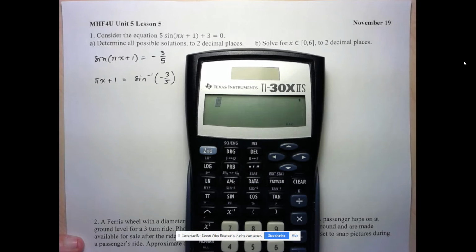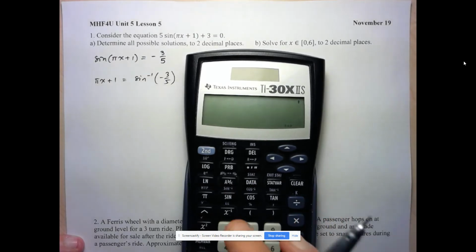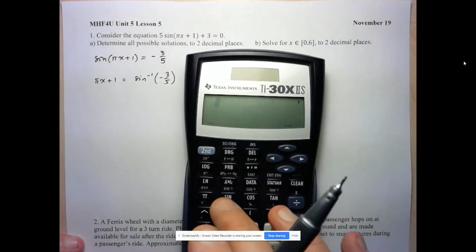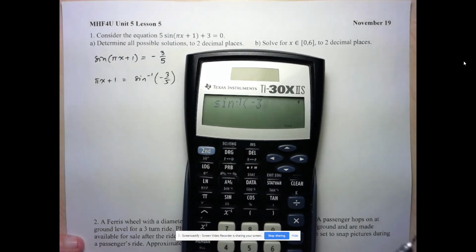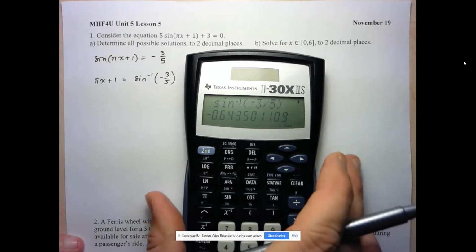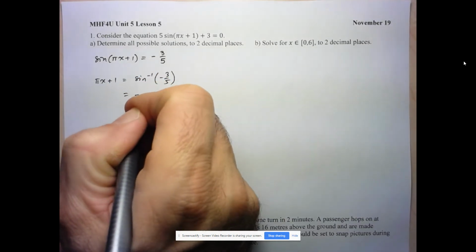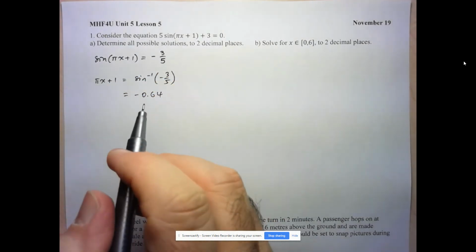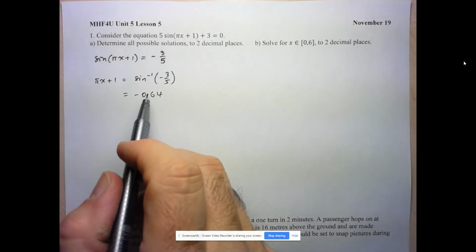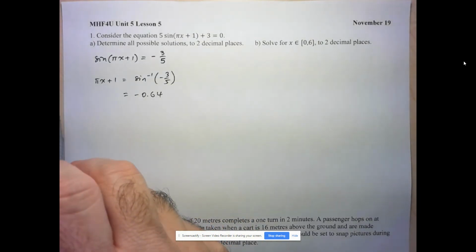And they're asking us to do decimal places anyways. So make sure your calculator's in radians. So inverse sine of negative 3 divided by 5. By the way, if your calculator doesn't automatically open up brackets, you should do it manually. And we end up with negative 0.64. Now keep in mind, this was the answer not for x, but to the input pi x plus 1.